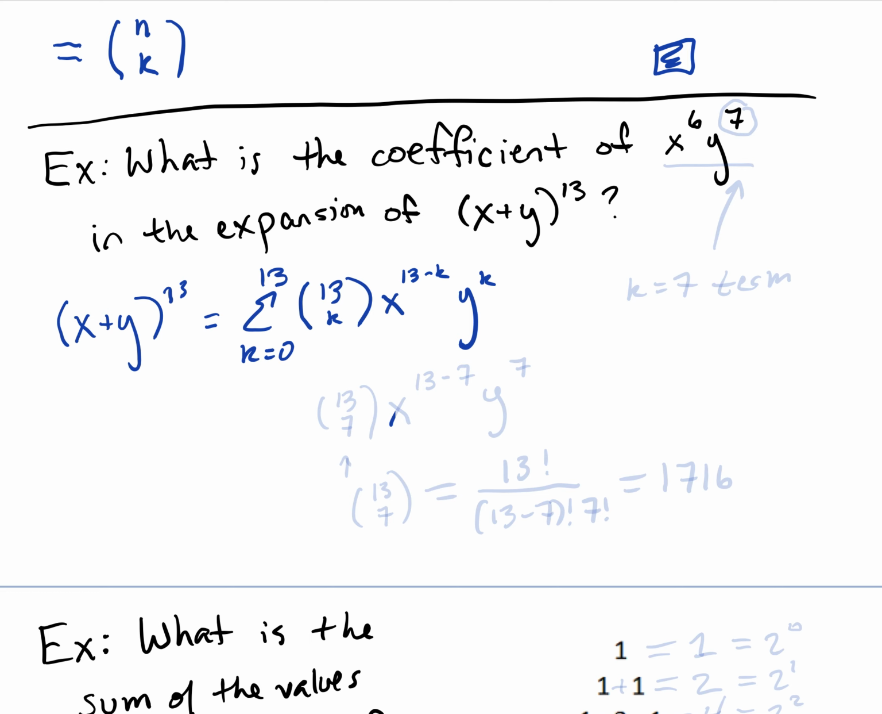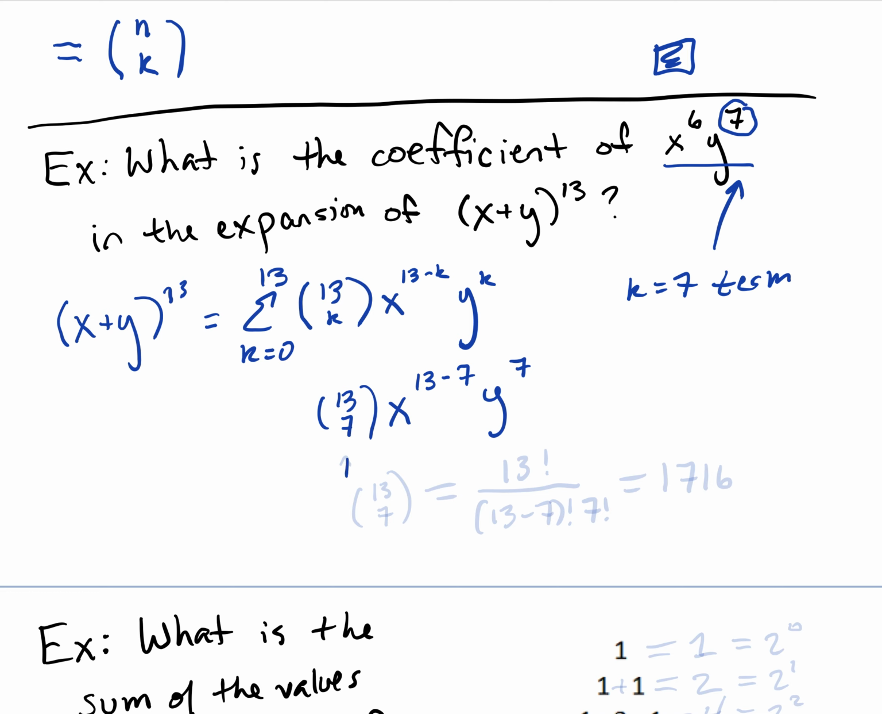So we're specifically looking just for the x to the 6th, y to the 7th term. That means the k in this term is 7. So we're looking for the k equals 7 term. And we know that the k equals 7 term is 13 choose 7, x to the 13 minus 7, y to the 7. So this is 13 choose 7, x to the 6th, y to the 7th.